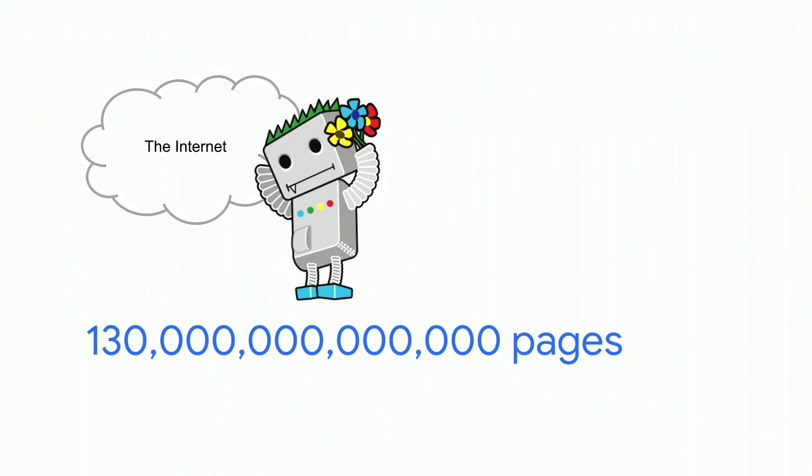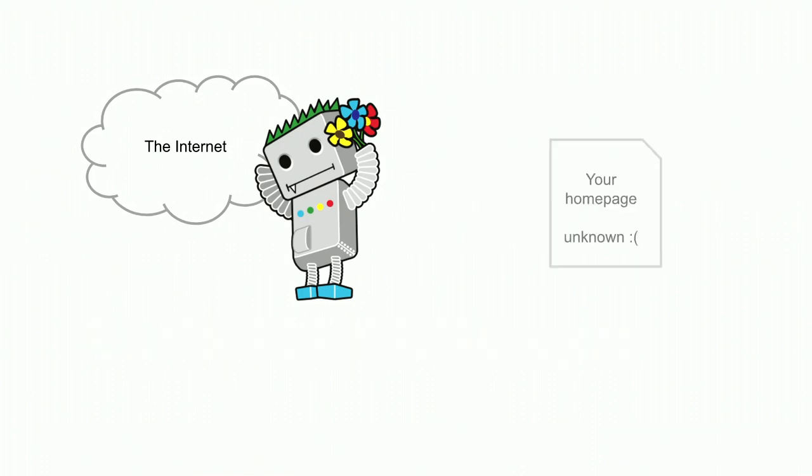But what if I create a new homepage? It's a brand new site, just put online, but Googlebot is still really busy crawling the web. So it doesn't really know that your website has just come online and is now theoretically available to be indexed. So how can I get my website known to Googlebot?